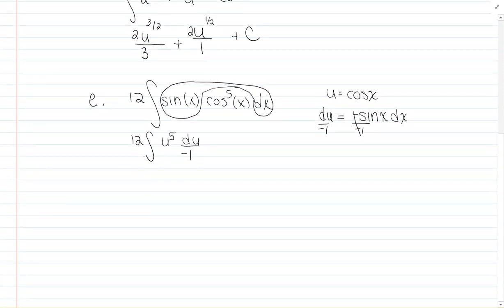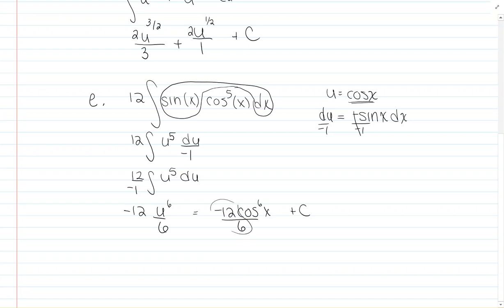So I'll pull the -1 out in front, so 12 divided by -1, u to the 5th du, or -12, and then go ahead and integrate u to the 5th. So again, you add 1 and divide, u to the 6 over 6, and then we don't do the plus c just yet because you've got to substitute back in cosine x. So this is -12 cosine to the 6th x over 6 plus c, and then you can reduce down -12 over 6 to -2.